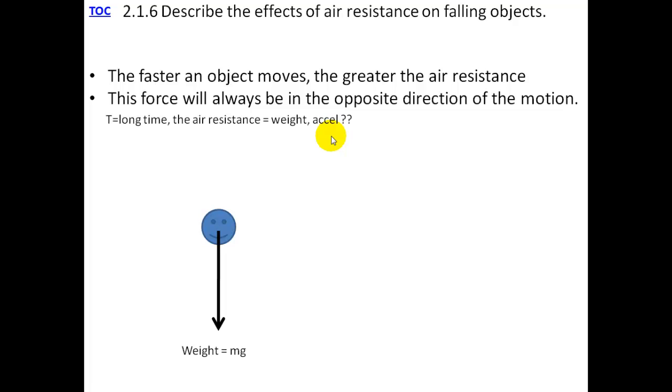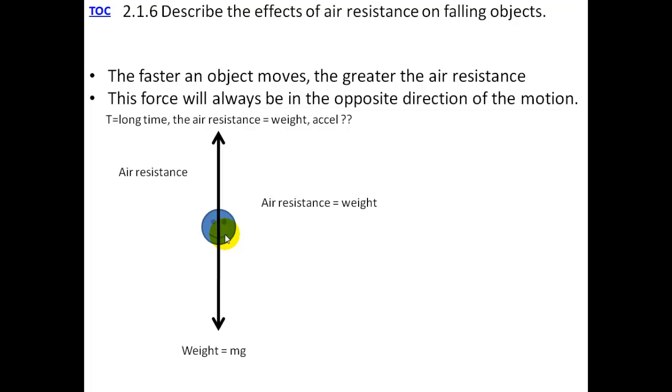And finally, after a long time, the air resistance is so great that it equals the weight. Now he's still falling down. The parachute is still falling downwards, but the weight is equaled by the air resistance. So what we have here is a situation where there are no net forces acting on the parachutist.